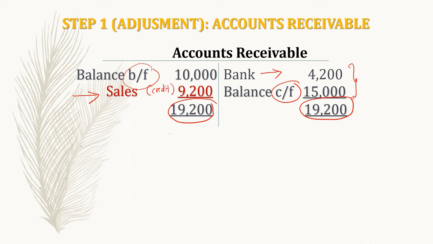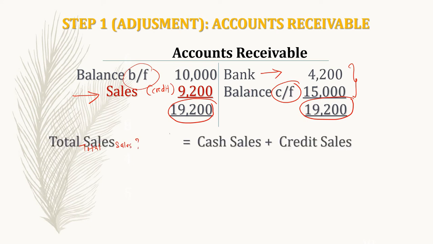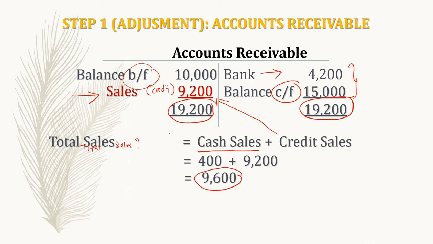So how do I find the total sales? Okay, to find my total sales, I will take my cash sales in the question given and add up to this 9,200 ringgit. So my total sales is 9,600.